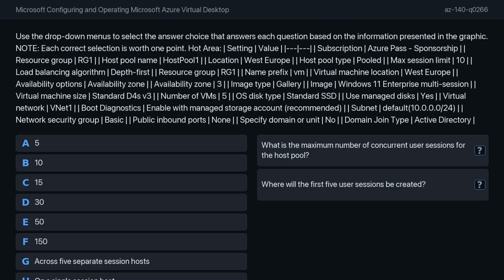Row 23, Public Inbound Ports, None. Row 24, Specify Domain or Unit, No. Row 25, Domain Join Type, Active Directory.